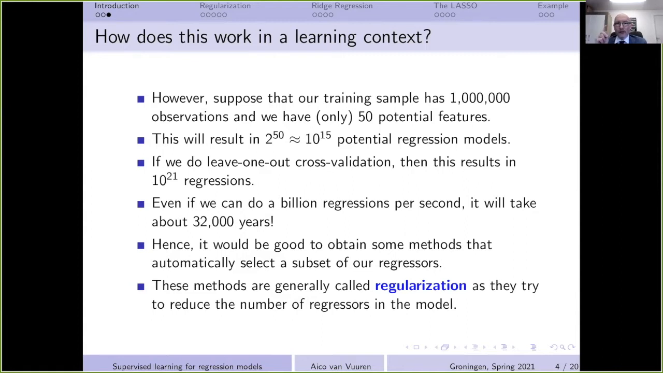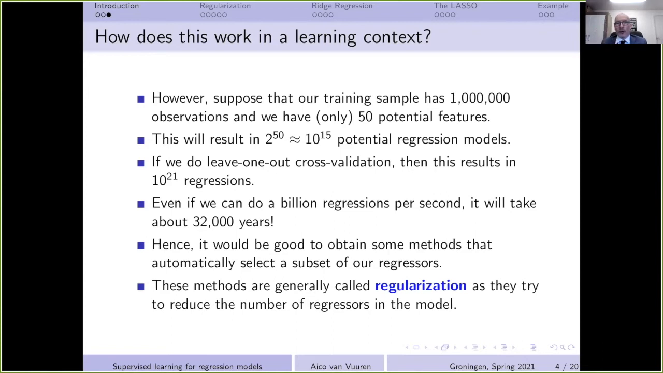That's not that difficult to understand, especially when we look at just one particular feature. How many regressions can we do with one feature? Well, that is simple. We can either include that feature or not. And that means, of course, we can do 2 regressions with one feature. Now, the question arises, how many can we do when we have 2 different features?